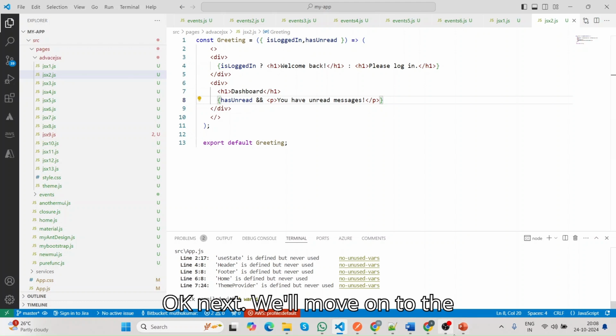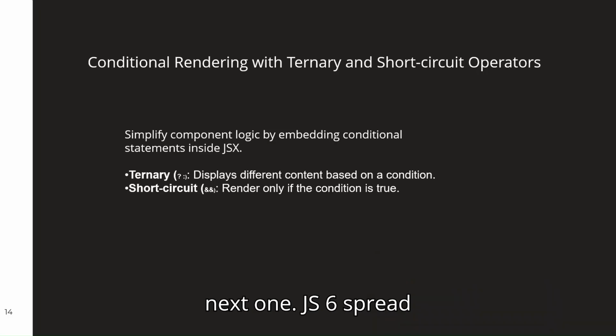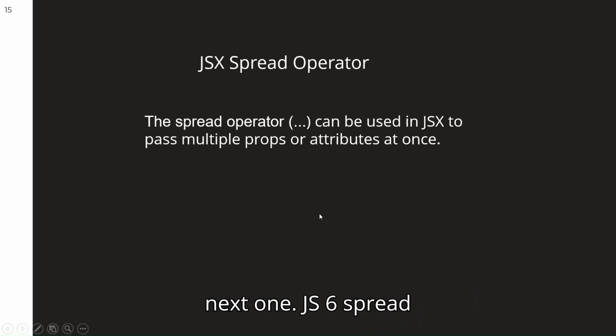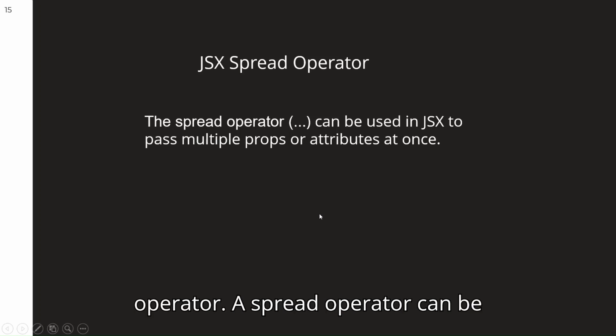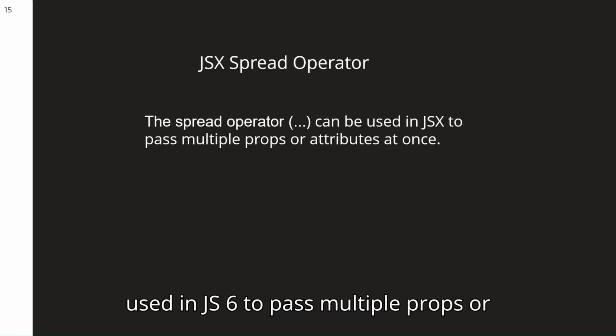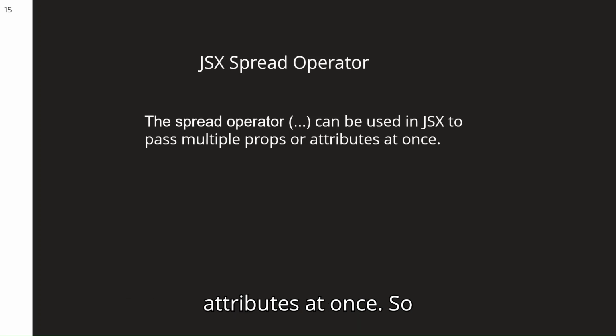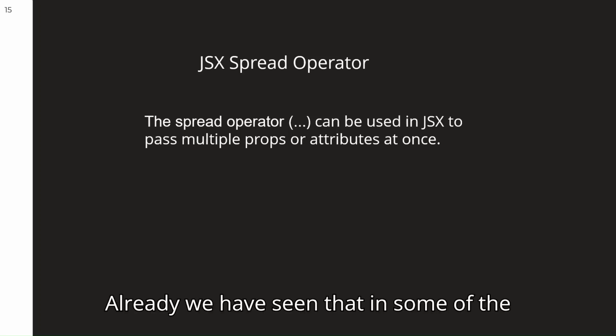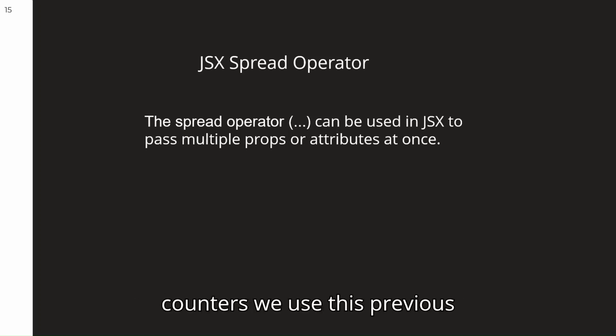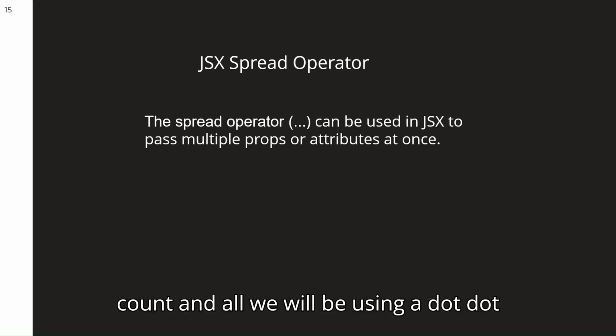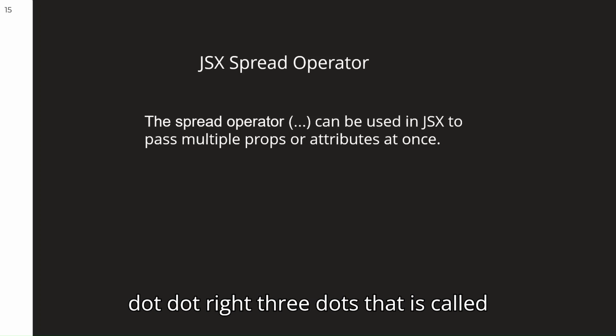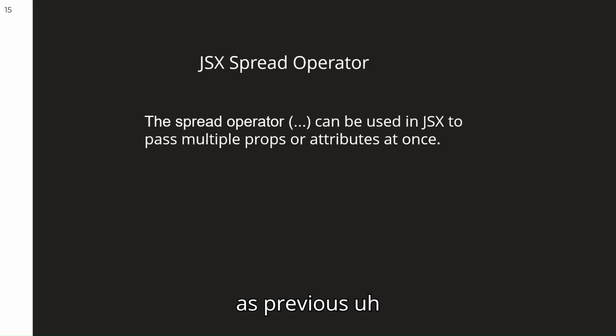Okay. Next, we'll move on to the next one, the JSX spread operator. A spread operator can be used in JSX to pass multiple props or attributes at once. So, three dots. Already we have seen that in some of the counters, we use this previous count and all. Three dots, that is used with previous count.